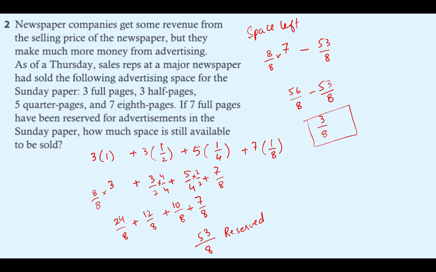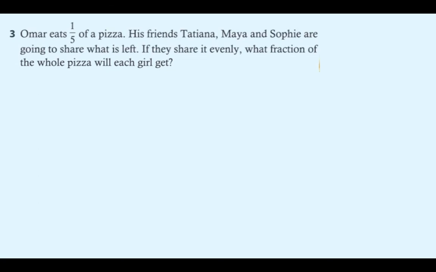Now moving to question number 3. It says Umar eats 1/5 of a pizza and his friends T, M and S are going to share what is left. So if he has eaten 1/5, the remainder will be 4 out of 5. So if there are 5 pieces, he has taken 1, so 4 are remaining. So 4 out of 5 is the remainder.